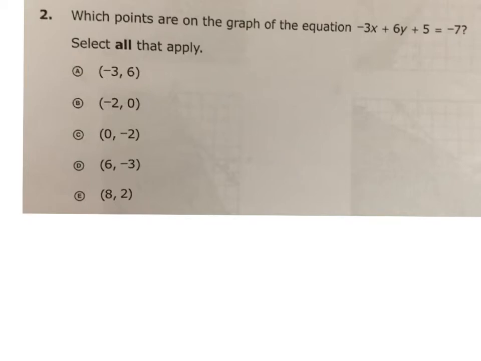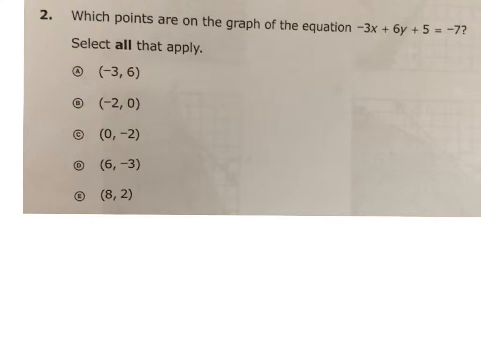So let's read this problem. It says, which points are on the graph of the equation negative 3x plus 6y plus 5 equals negative 7? Now, one thing you could do is get this equation in slope-intercept form, and you could graph it, and then see which of these points fall on the graph, right? And y'all know how to do that. Slope-intercept form is y by itself, isn't it? But let me show you a different way.